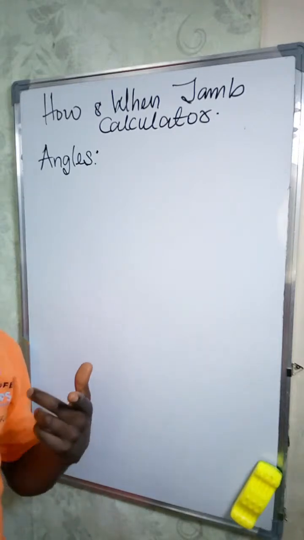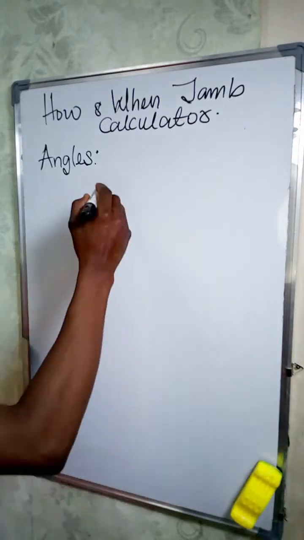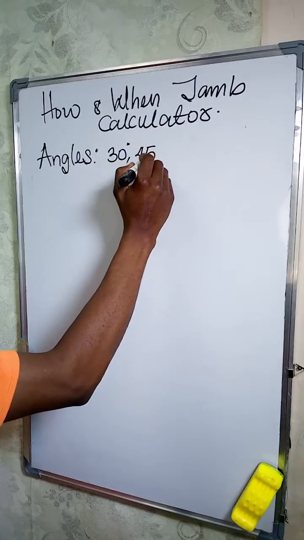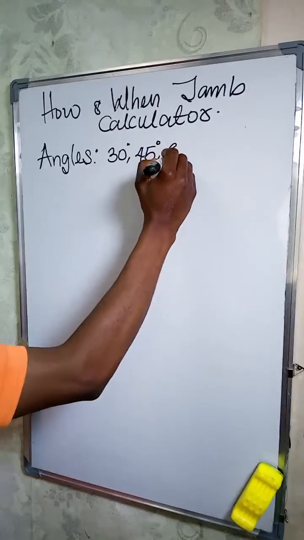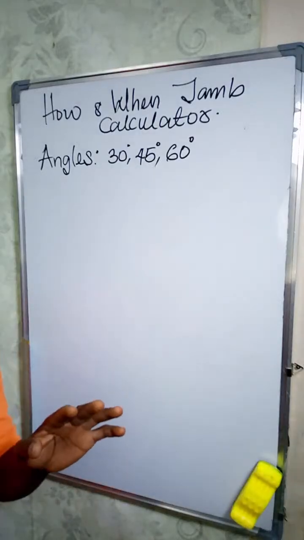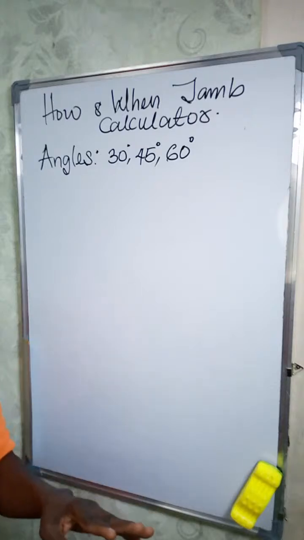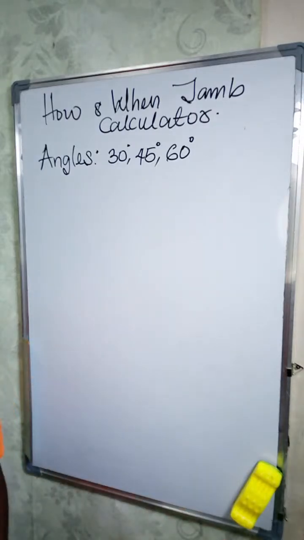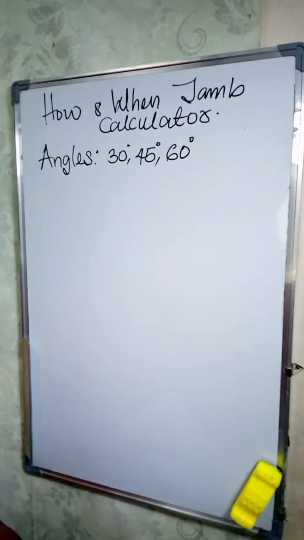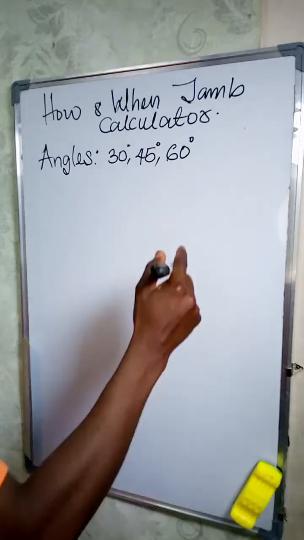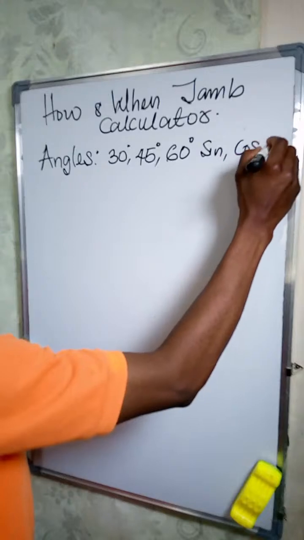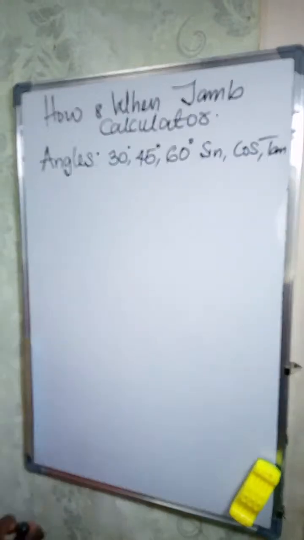Now what are special angles? Special angles are angle 30, angle 45, and angle 60. These angles are what we call special angles. There is a way they will give you the question, but you will use your special angles sense to answer that question. Now how can you get the value of sine, cos and tan for these special angles?